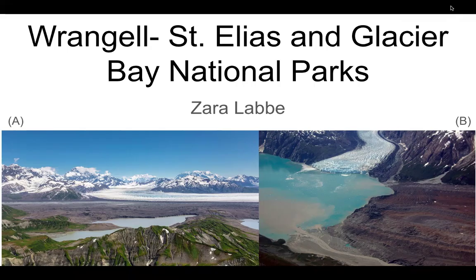Elias National Park and Glacier Bay National Park. To the bottom left is Wrangell St. Elias, and to the bottom right is Glacier Bay National Park.